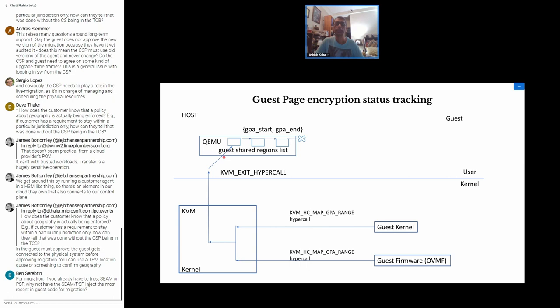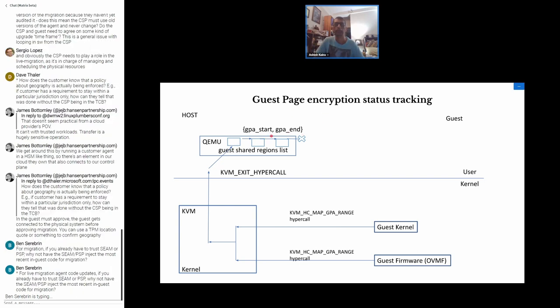And then in QEMU we have a structure, which I was mentioning earlier in the Intel TDX discussion, a shared region list which tracks the guest page encryption status. So it's basically a GPA/GFN kind of interval list. What we discussed mostly during the patches when they were being upstreamed, and we had long discussions on it, is that it's probably better to have a shared region list than a bitmap, because a bitmap would be dependent on the guest memory size, the guest RAM size.